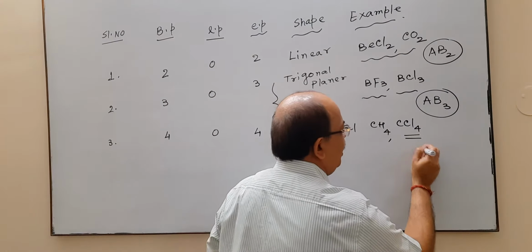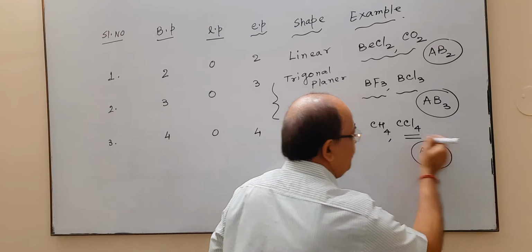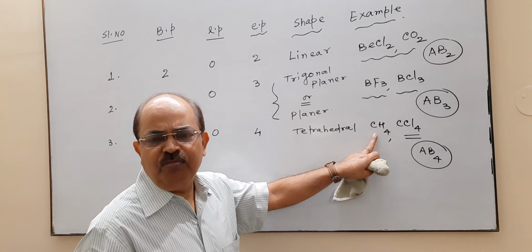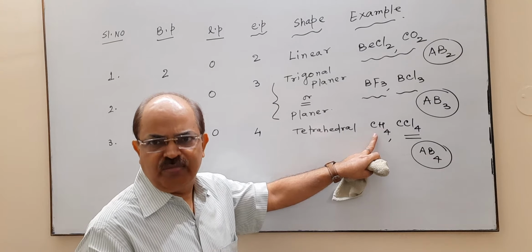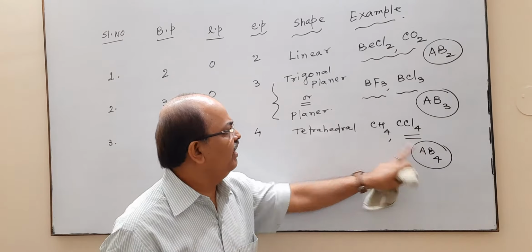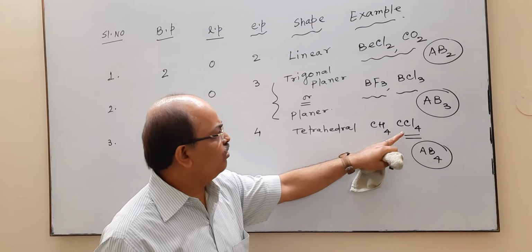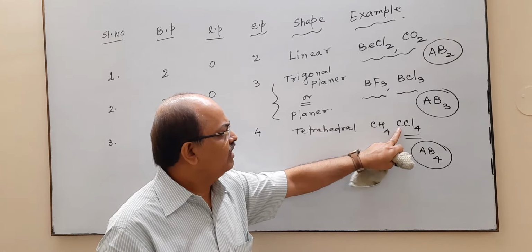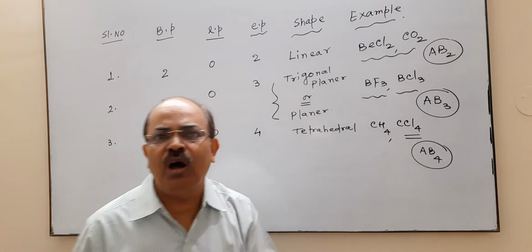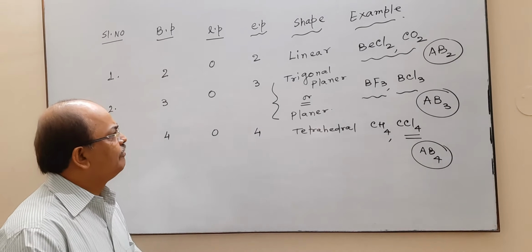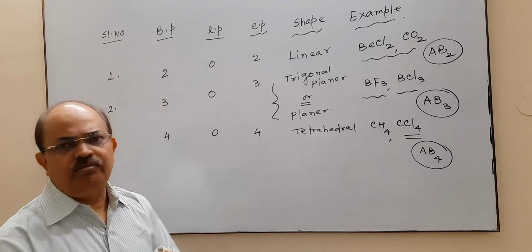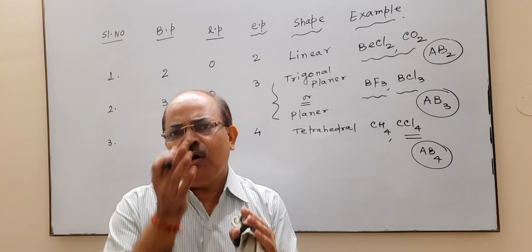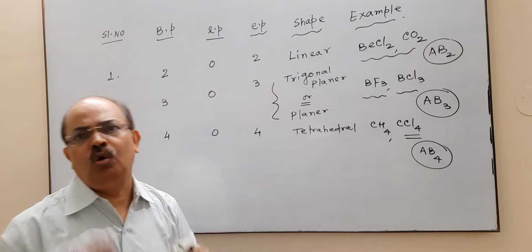Now this is your AB4 type. तो अगर मीथेन का एग्जाम्पल आप देखते हो, if you consider methane, then carbon is A, hydrogen is B. But if you consider CCl4, that is carbon tetrachloride, then carbon is A and chlorine is B. Now, in these three examples, there is no lone pair. Now what will happen if there is a lone pair?